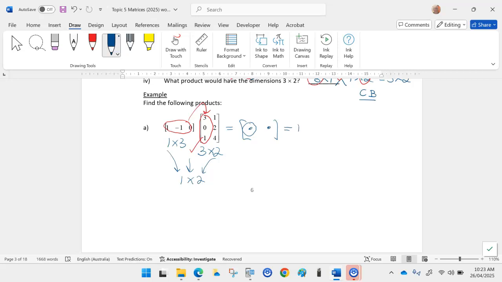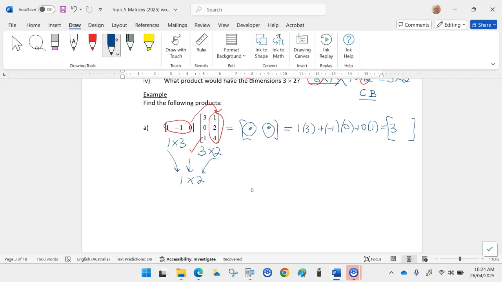So that will give me 1 times 3 plus -1 times 0 plus 0 times 1. Gives us a grand total of 3. So that's my first row, first column. Now the next one is in the second column. So first row, second column. So I'm going to take the first row from the first matrix and multiply through the second column of the second matrix.